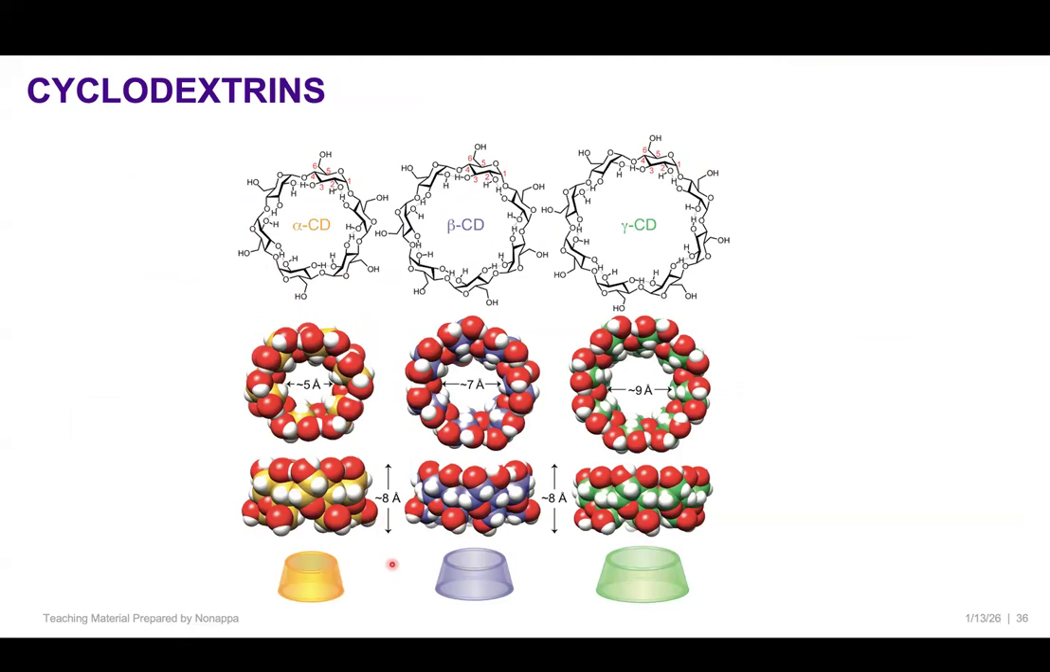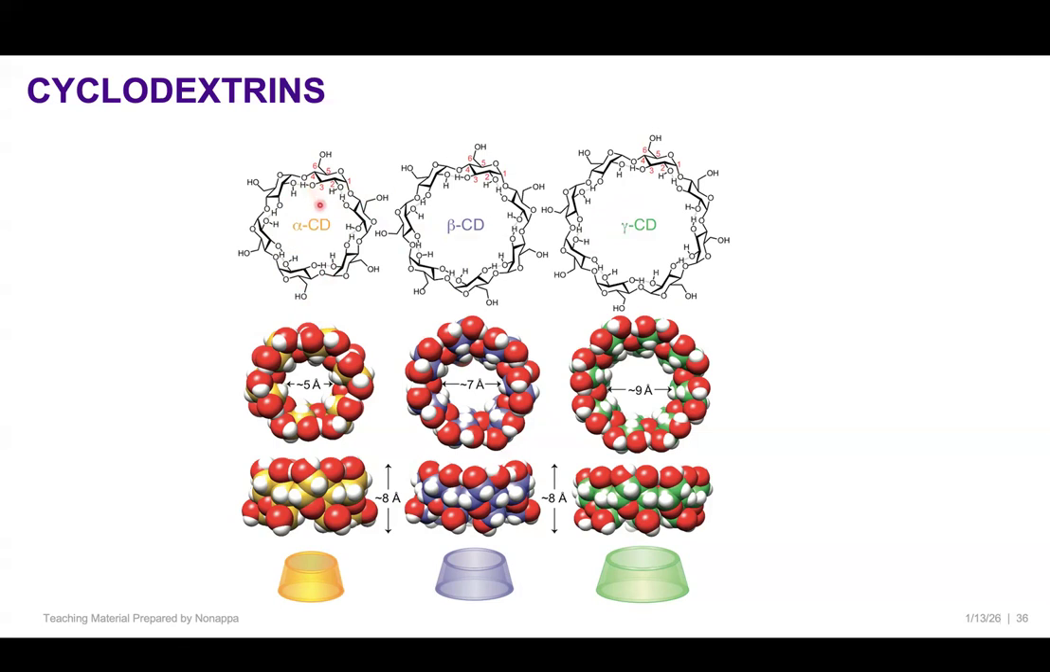One other category of carbohydrates is cyclic carbohydrates. These are known as cyclodextrins. They have a multiple number of glucose units varying from 6 to 8. When the number of glucose units is 6, it is called alpha cyclodextrin. When it's 7, it's beta. When it's 8, it's gamma.